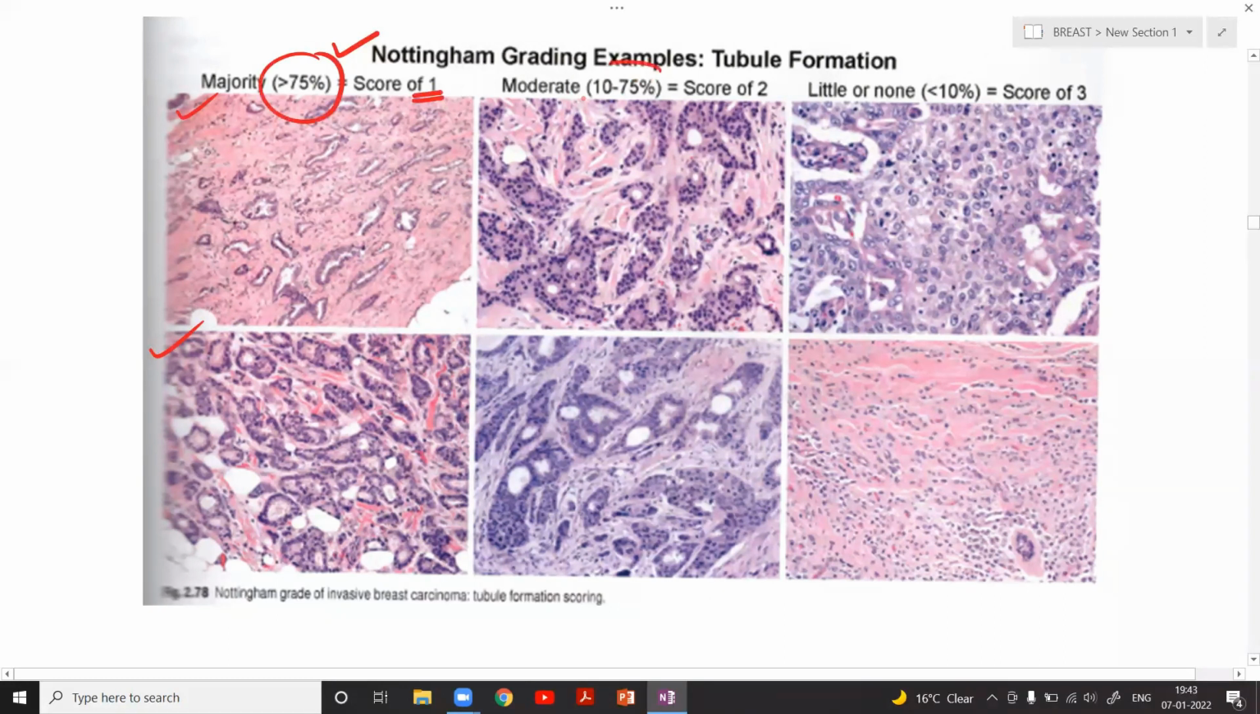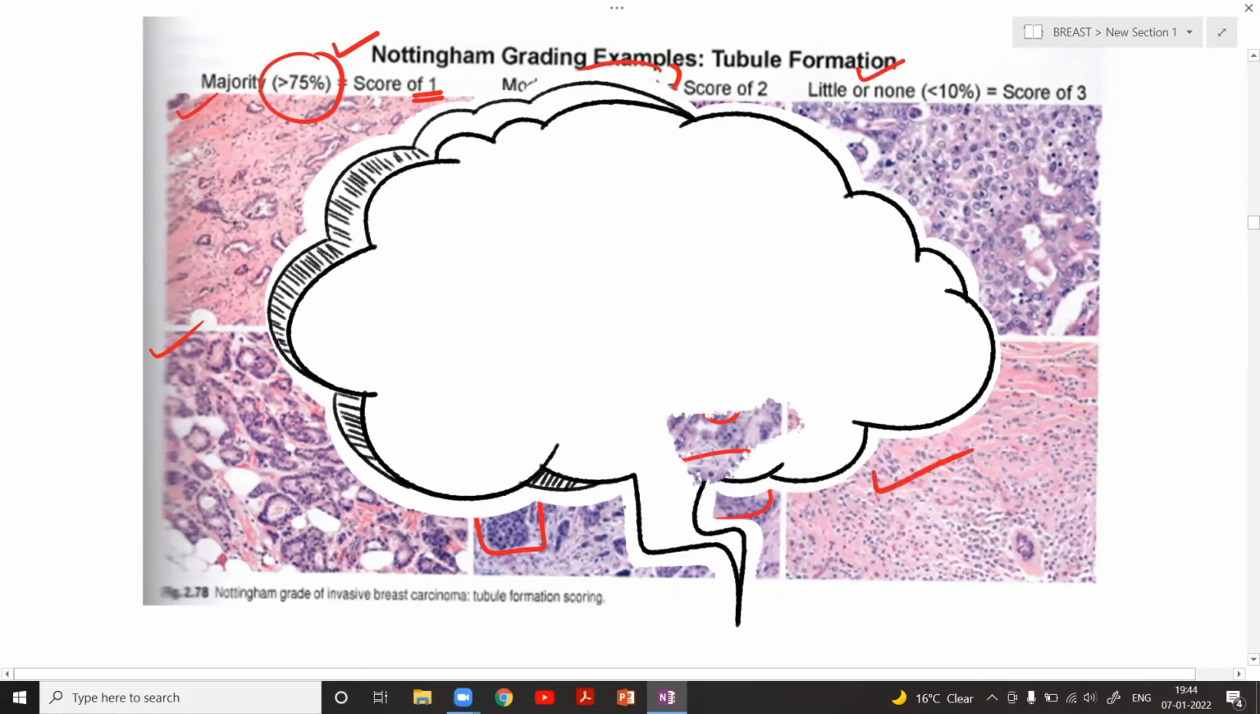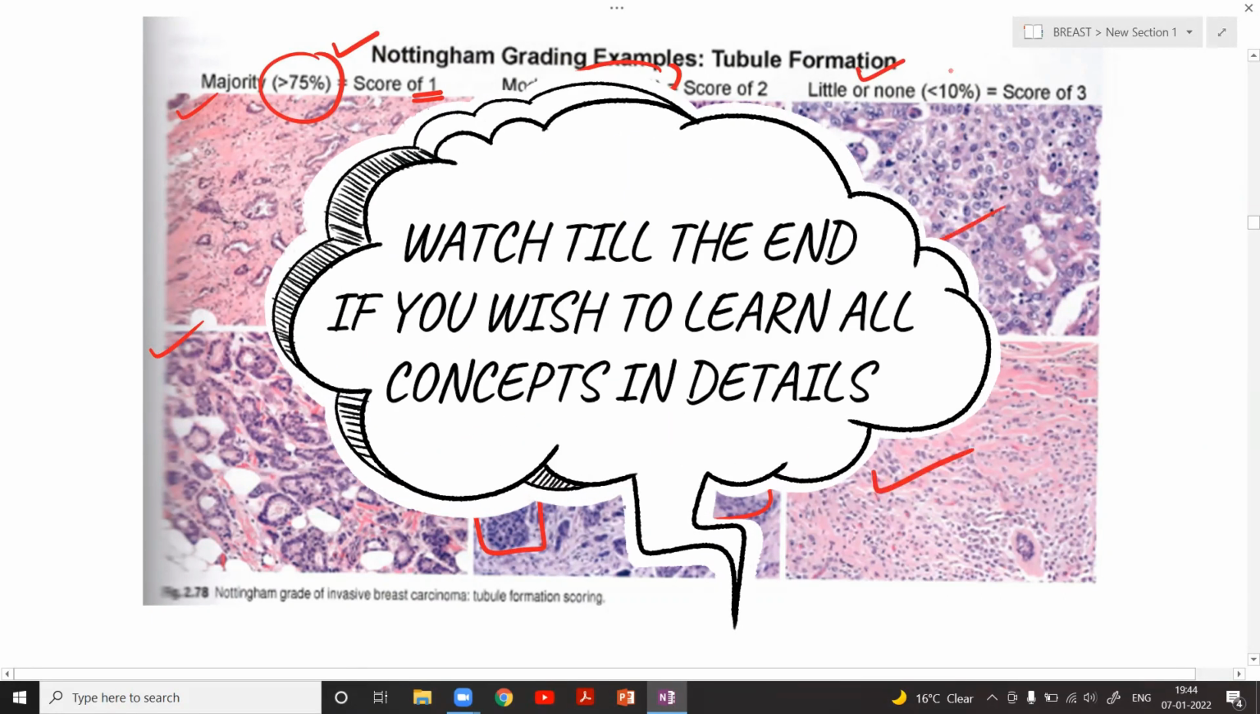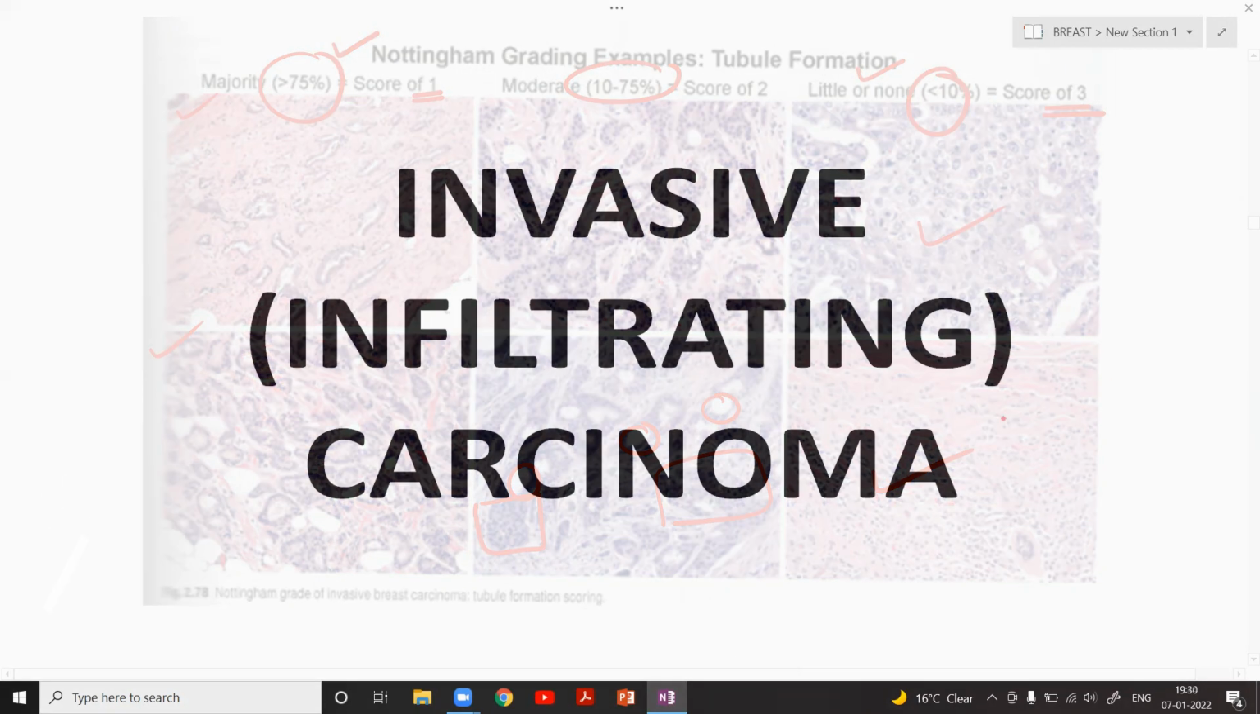In the moderate variety, 10 to 75% should comprise tubules. If you see, there are some areas which are well defined and form tubules, but there are certain areas which are solid also. So it is between 10 to 75%, in that case it becomes moderate. And if the tumor contains little or very few areas of tubule formation, with cells either scattered or in solid sheets, so less than 10% tubule formation, the score given is 3.